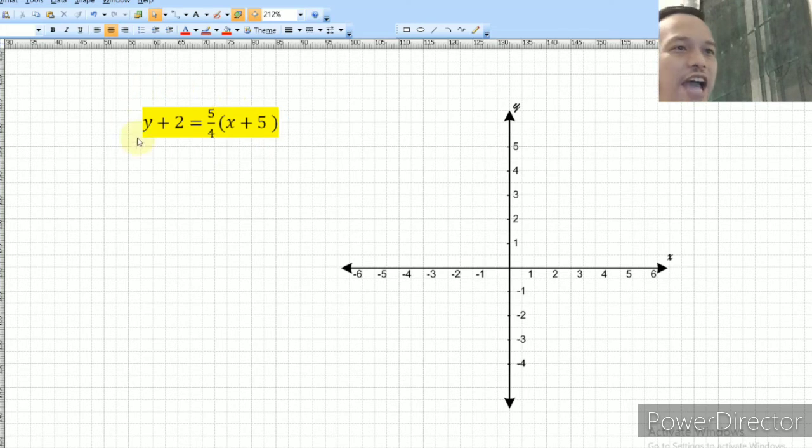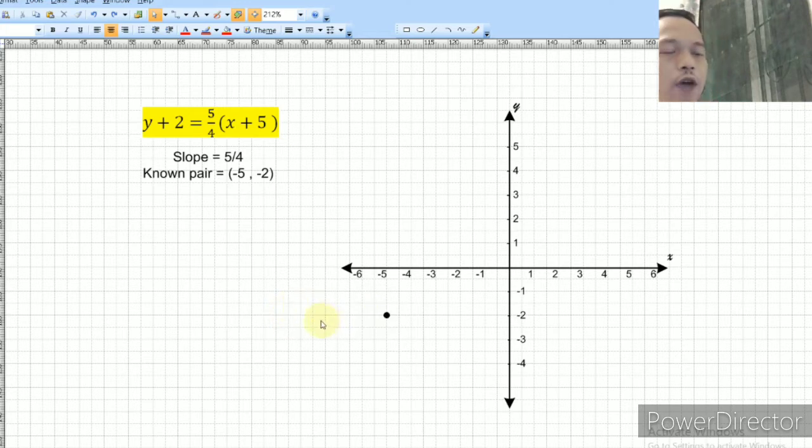No, you can directly graph it since you already know that the slope is 5 over 4 and the known pair is negative 5 comma negative 2. So first plot the known pair, negative 5 comma negative 2. It is around here. So let me just plot it.